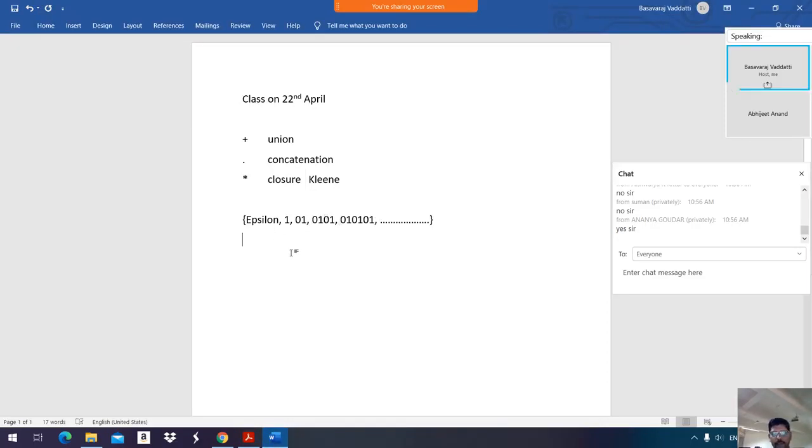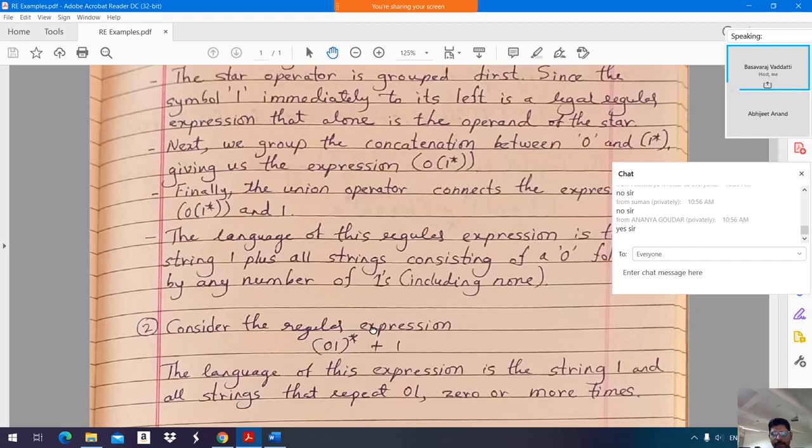0, 1 can appear any number of times. This is 0, 1 appearing 0 times. This is 0, 1 appearing 1, 2, 3 times, and so on. Is this language clear to all of you? You may be asked to write a sample English description for a given regular expression like this. You may be asked to give the valid set of strings recognized by the given regular expression.